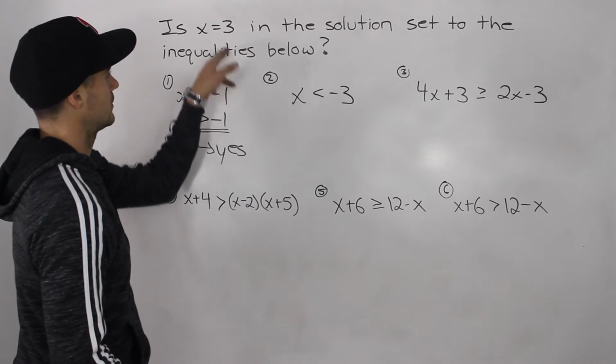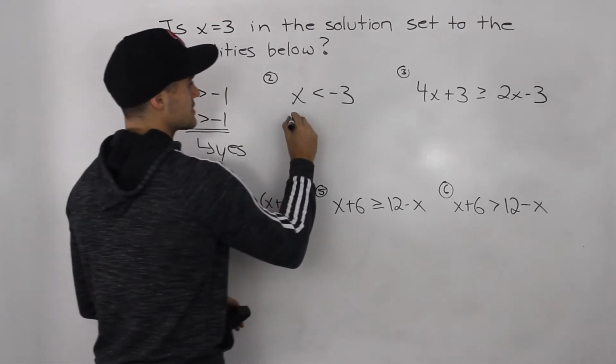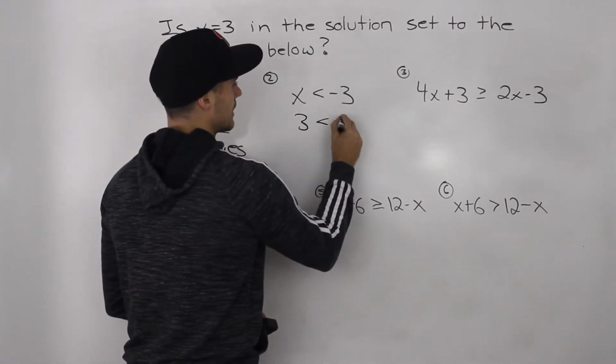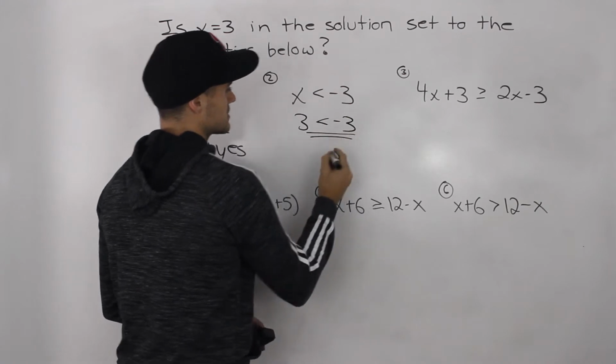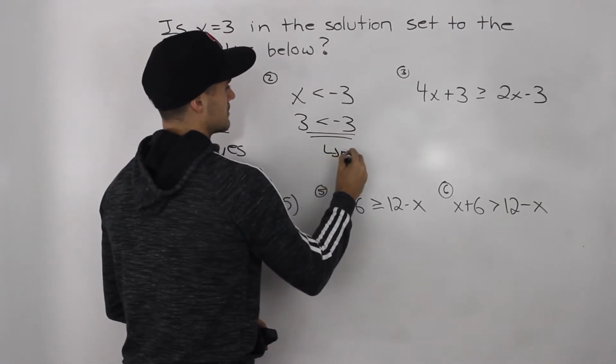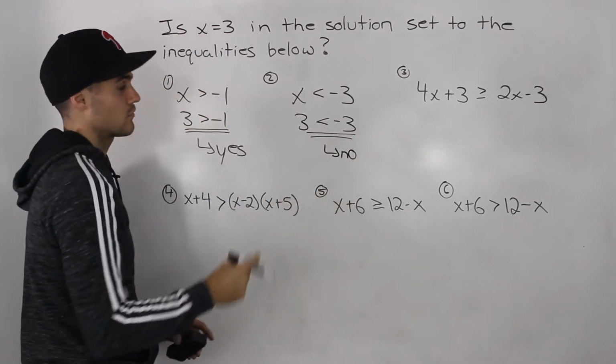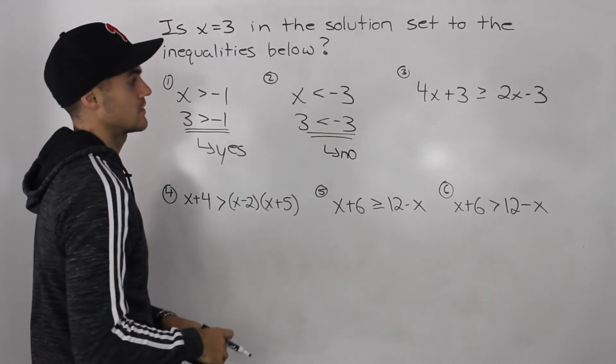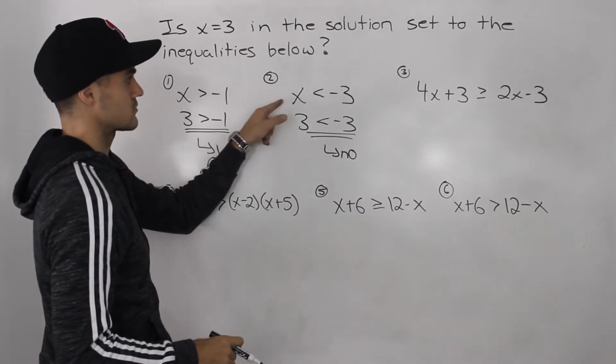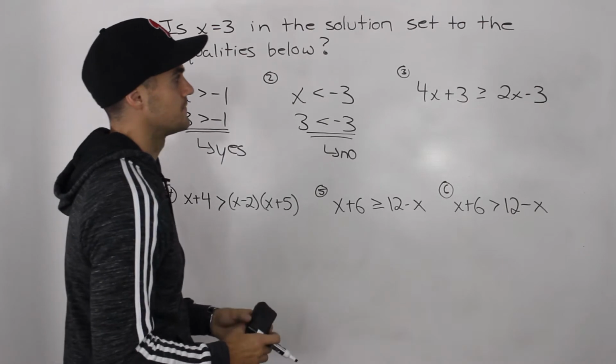What about this second one? If we plug in 3 for x, is 3 less than -3? Does that make sense? No, it doesn't. 3 is greater than -3. It's not less than -3. So x equals 3 is not in this solution set.